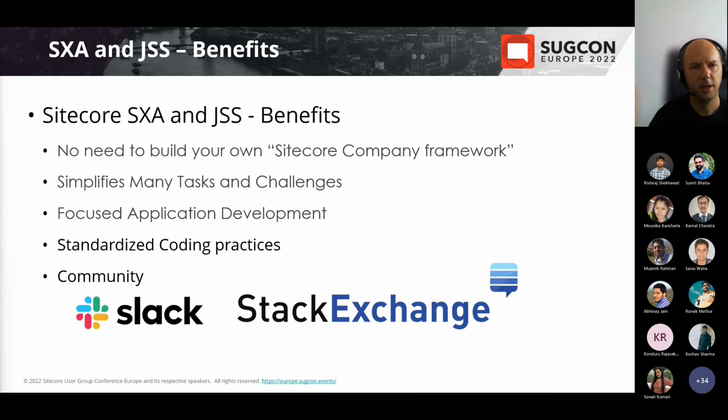With SXA and JSS, you have some standardization, let's say. So it's also one of the points here: it's standardizing the coding practices. With SXA, you are already following the Helix principles, so it's really hard for you not to follow that, and you will see, okay, these components or these changes are going to the feature, or I can see them in the feature SXA layer, right? So it makes sense that when I'm creating a new module or a new feature, I will put it in the feature layer or feature project in Visual Studio.